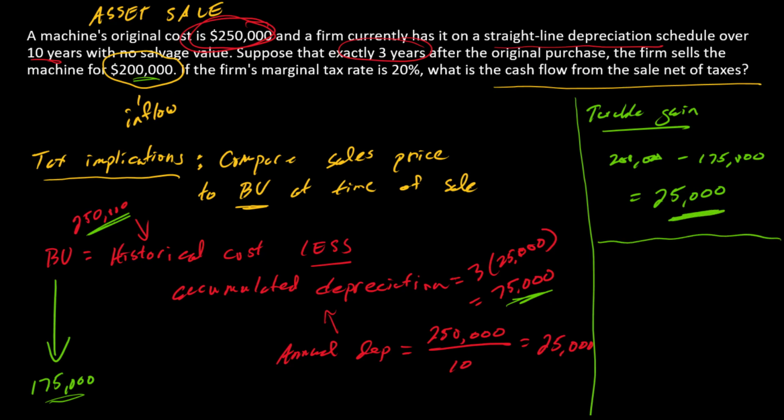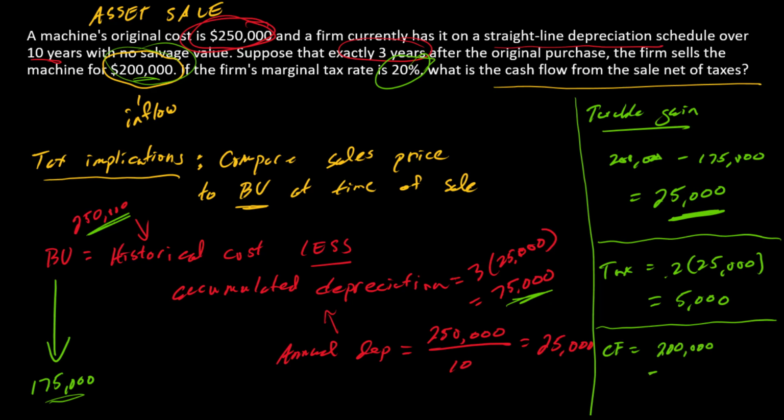Okay, so we know the taxable amount. And so the tax is going to be the tax rate of 20% times the gain. And so that's going to be $5,000. Okay. And then finally, what is the cash flow? The cash flow is the sales price, $200,000, minus $5,000 in taxes, or $195,000. And there is the number that we are looking for.